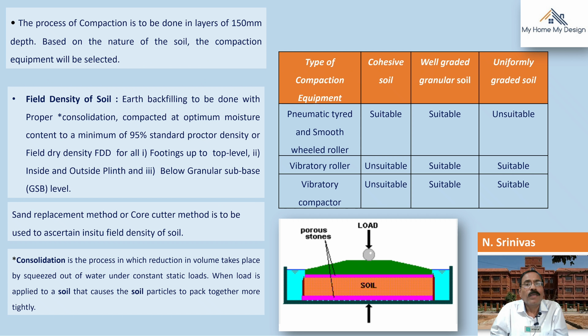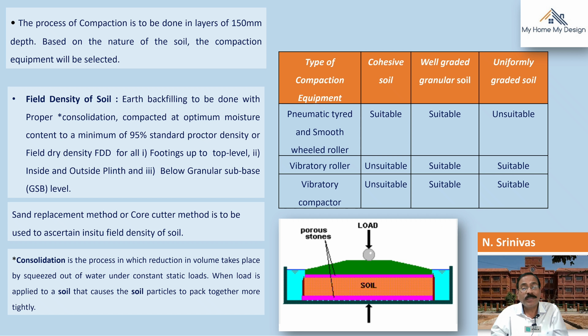And then the process of compaction is to be done in layers of 150 mm depth. Based on the nature of the soil, the compaction equipment will be selected. So what we understood now, the ideal backfilling material has to be selected. After the material is obtained, which gives 40 mm maximum size granular, and downgrade, as in the previous slides we have explained, the percentage of passing 85 to 90% and 75%, 60%, 40% like that. So after obtaining the very good soil, ideal backfilling soil, then we need to go for compaction.